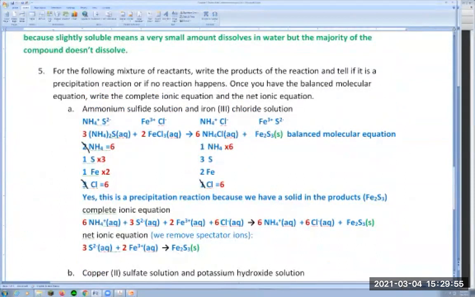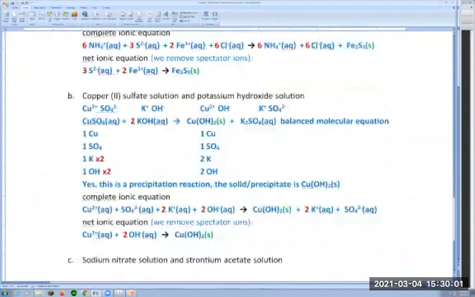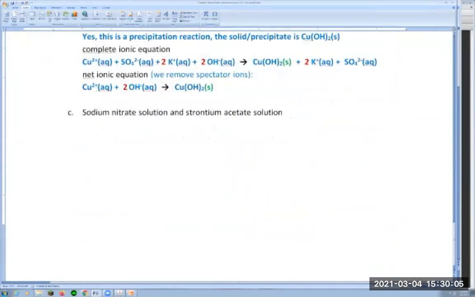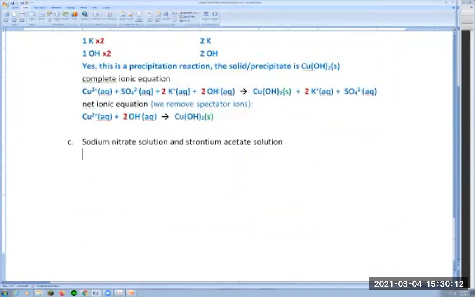We need to write the complete ionic equation and the net ionic equation, if we have a reaction. And we have this last example of sodium nitrate solution and strontium acetate solution mixed together. So we want to find the reactant formula first. So sodium we know is Na+.